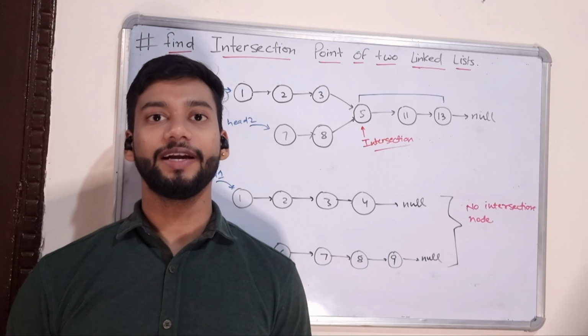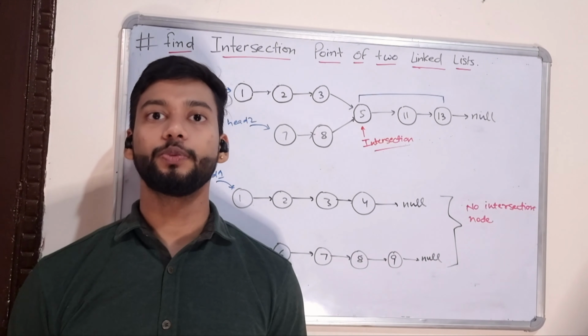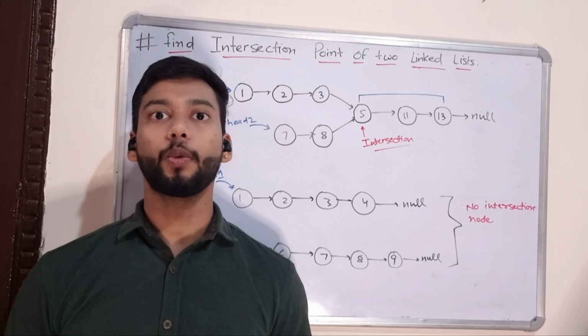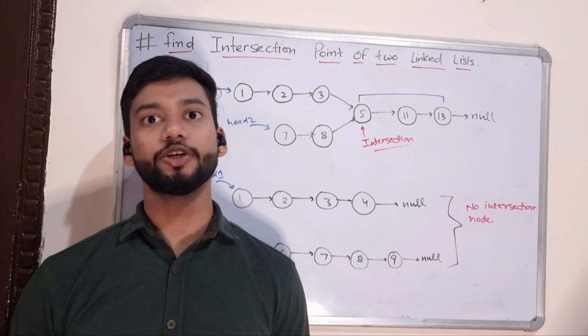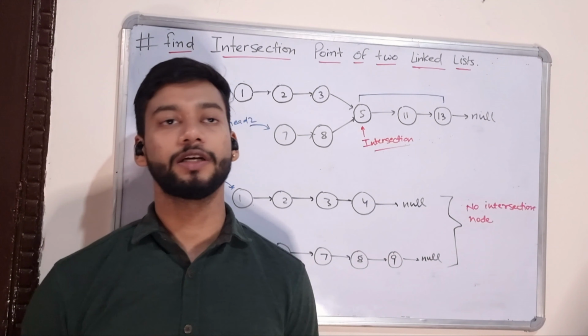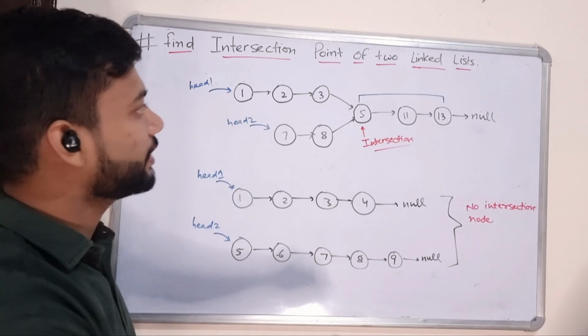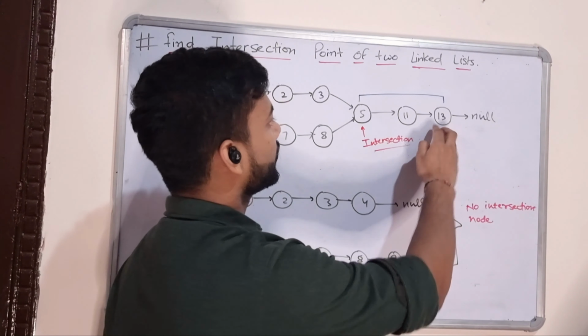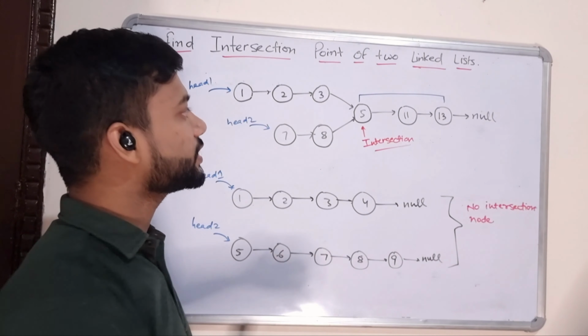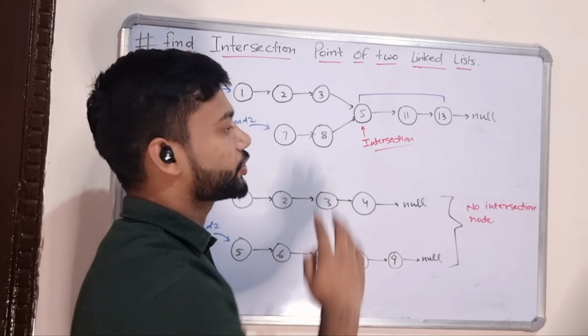The problem statement is we are given two linked lists with two different head pointers. Now we need to find the intersection node of those two linked lists. For example, in these linked lists, we have three nodes in common. So the starting of those three nodes will be our intersection point.